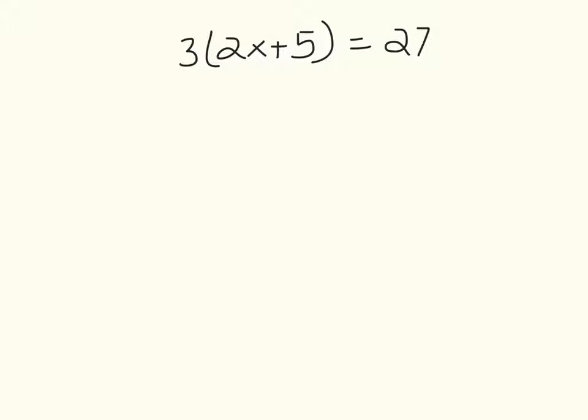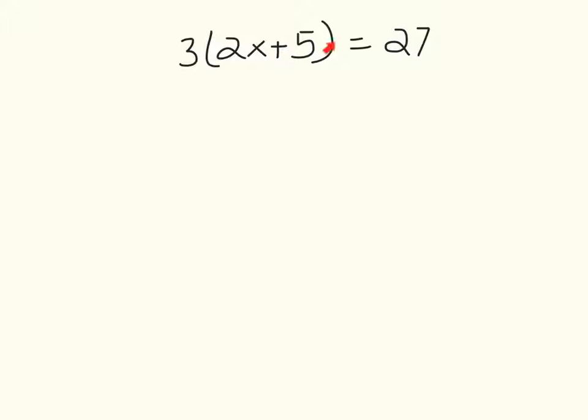Here's our first problem. This problem says 3 times the group 2x plus 5 equals 27. So if you watch the other videos, you should have an idea of how this works. But just in case, I'm going to go through to show you all of it and teach a mini lesson. If you don't need this lesson, you can skip ahead and just try to solve the problem. So let's see, 3 times the group.